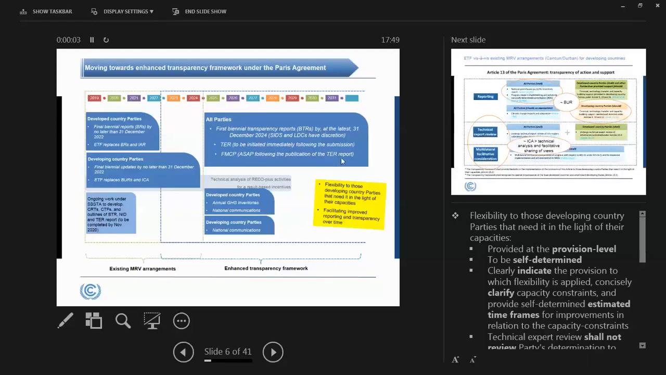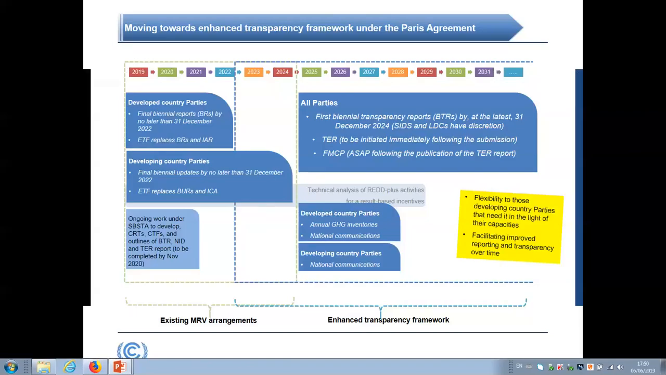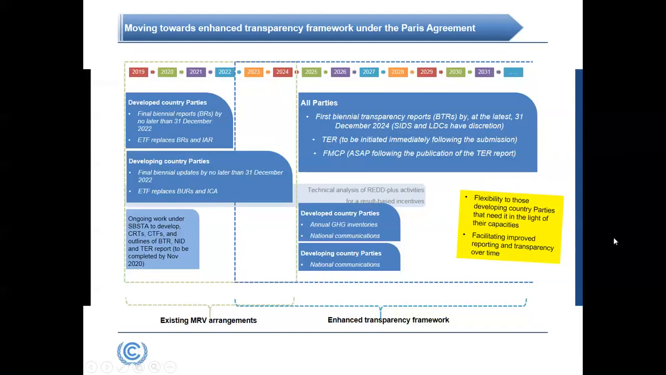After this date, all parties will have to submit the first biennial transparency report, the BTR. And immediately after the submission of the first BTR, the TER has to be initiated. TER is for the technical expert review. And also we have the MCP that needs to follow as soon as possible the publication of the TER report.